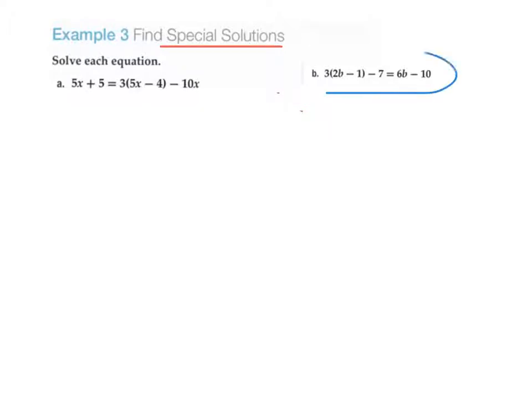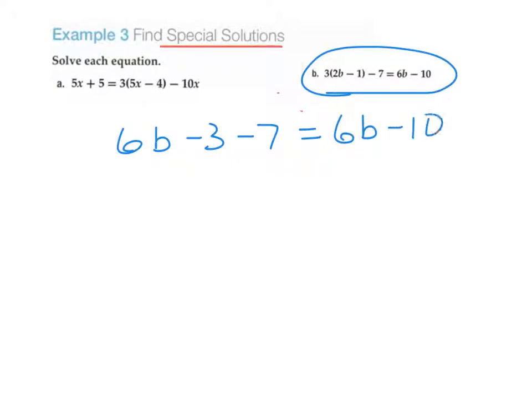So let's do this problem. I'm going to go ahead and multiply the 3 times the 2, which is 6b, and 3 times the negative 1, which is negative 3, minus 7. Notice the 7 doesn't get multiplied because it's not in the parentheses. So now I have my 6b minus 10 on the right-hand side. I'll combine my like terms. These two are like terms, so I just combine them. So it becomes 6b minus 10 equals 6b minus 10.